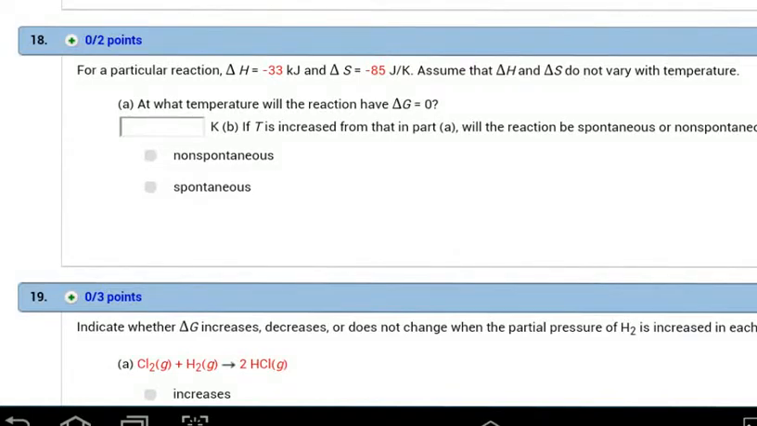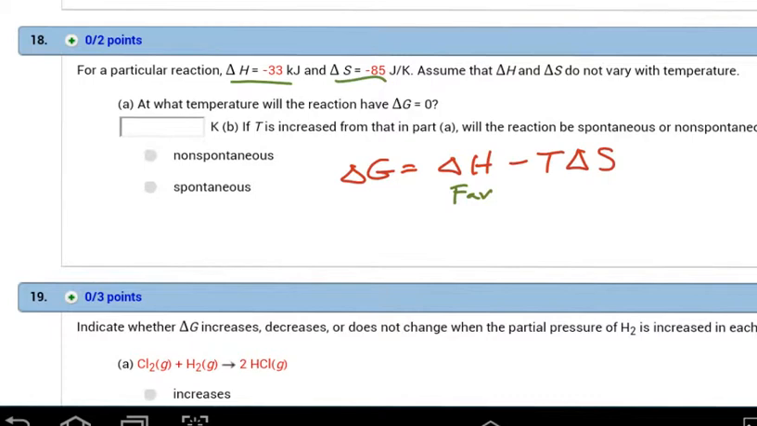Question 21 is asking you to understand how temperature can impact delta G. You remember that delta G will go up or down depending on the temperature because of this relationship. For instance, the delta H is negative 33, which is very favorable. So it has a favorable delta H, but it has a negative delta S, and you remember positive delta S's are favorable. So it has unfavorable entropy.